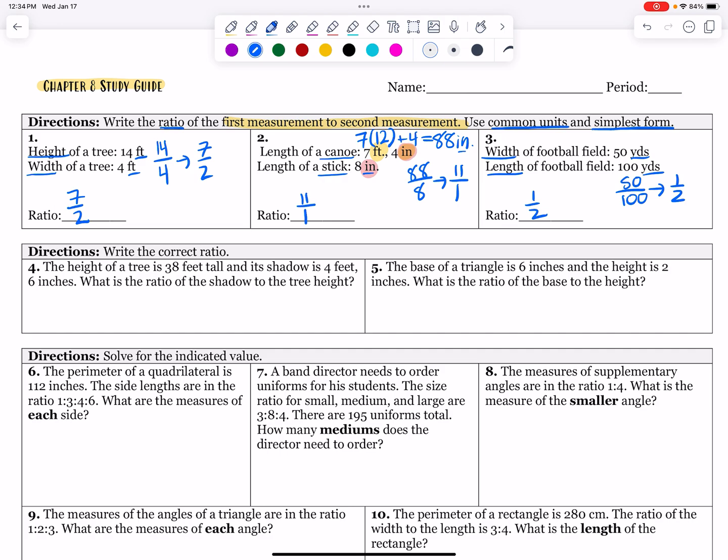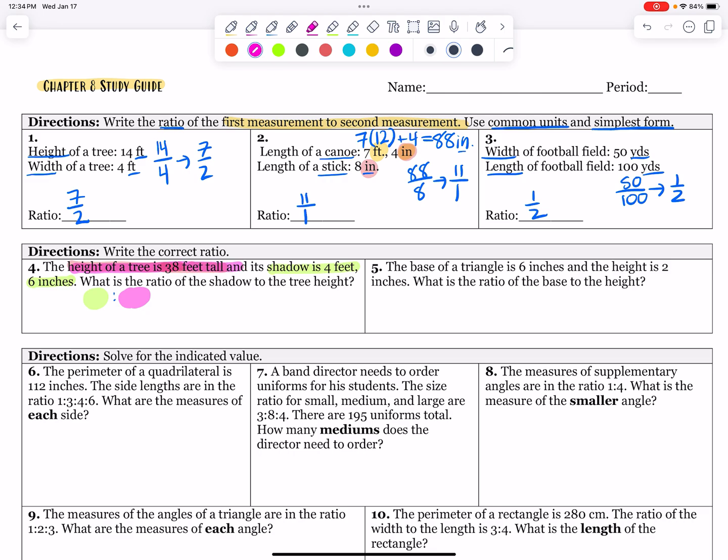All right, we're doing this again. However, this time it's written from a sentence, and we want to write the correct ratio. The height of a tree is 38 feet tall, and its shadow is 4 feet 6 inches. We want to write a ratio of the shadow to the tree, so that's going to be green to pink, the way I've color-coded this, green to pink. The height of the tree is 38 feet tall, its shadow is 4 feet.